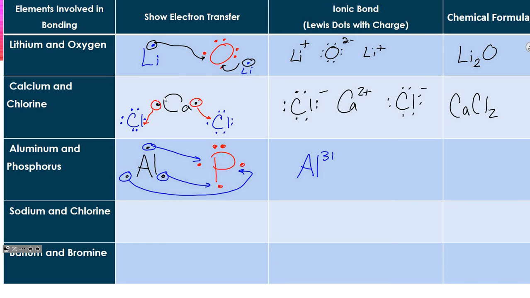Good. 3 negative charge. Good. What am I going to write for the chemical formula? Somebody else? AP? Thank you. ALP. I let you catch that on your own. Good. Next 2, I want you to try on your own. Okay, I walked you through the first 3. Next 2, walk through on your own. I'll put it up in just a minute, but try and do it on your own.